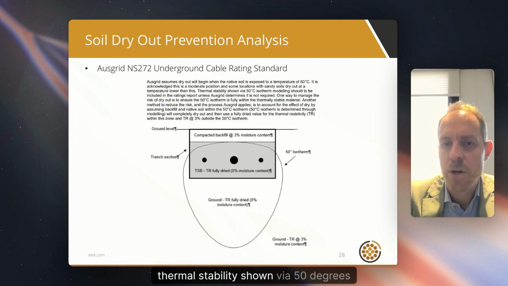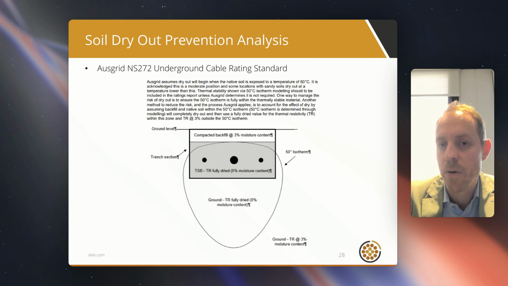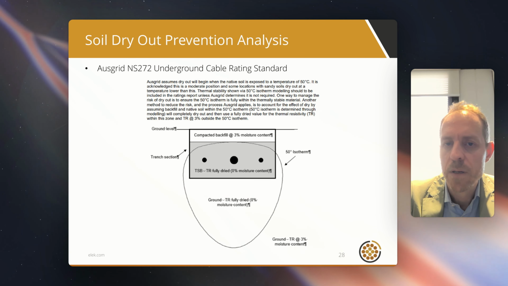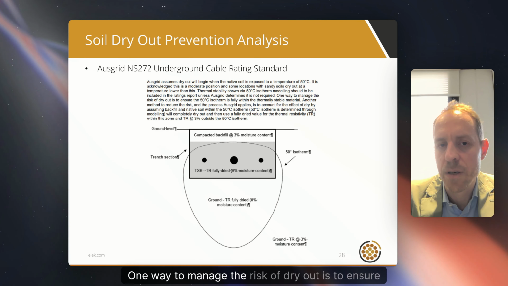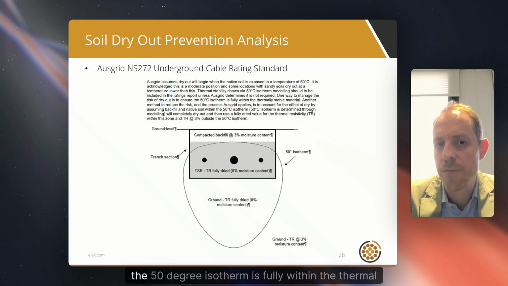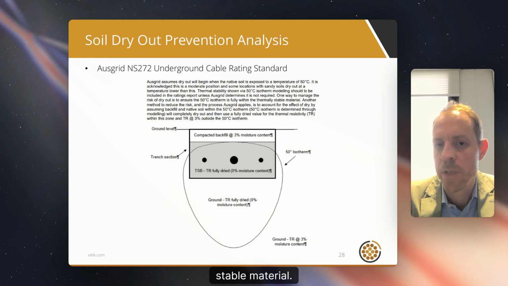Thermal stability shown via 50 degrees isotherm modeling should be included in the ratings report, so you'll need to use software for that. One way to manage the risk of dryout is to ensure the 50-degree isotherm is fully within the thermal stable material.